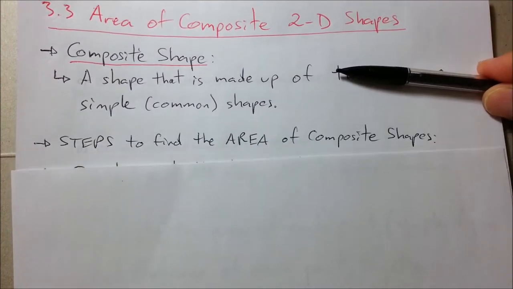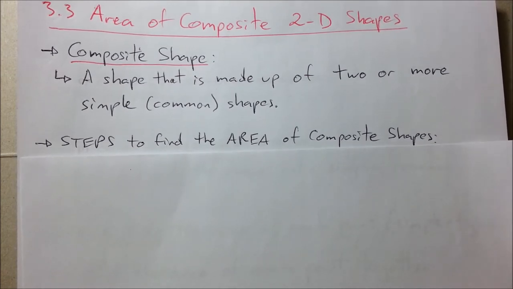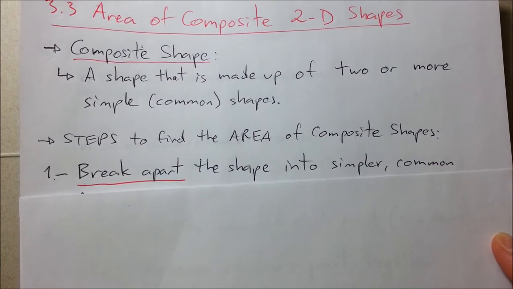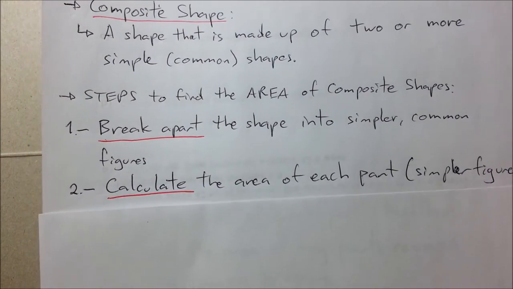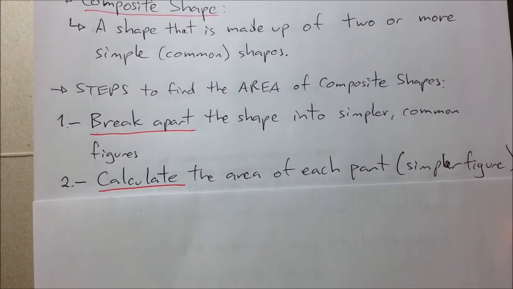Okay, so how do we solve these problems? Well, let's look at the steps first. Steps to find the area of composite shapes. First step, break apart the shape into simpler common figures. Step 2, calculate the area of each part or of each simple figure.